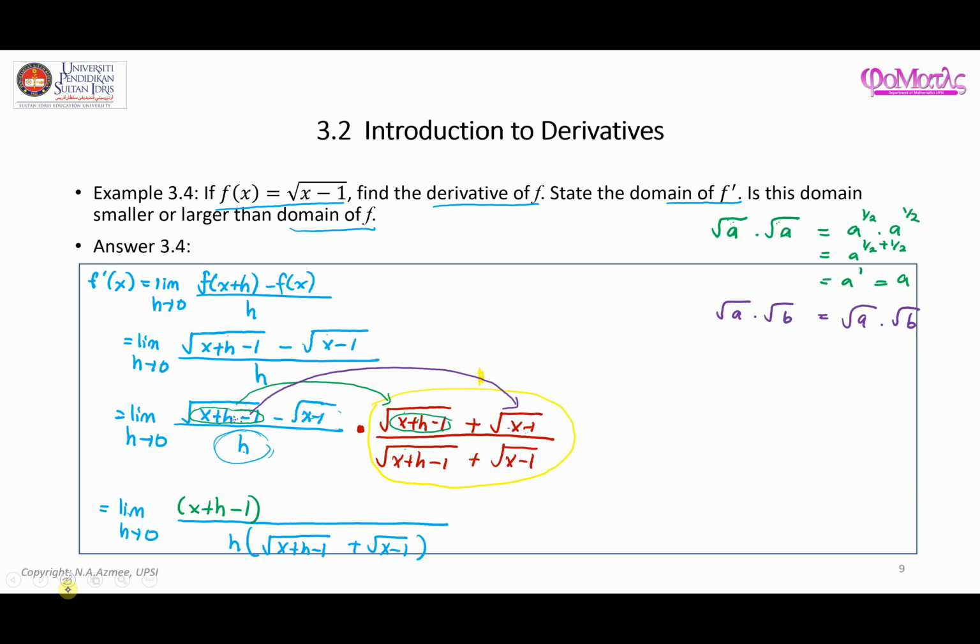Now notice that if you multiply this with this, you will have the same thing as the square root of a times the square root of b. If you multiply this and this, you will have the same thing as multiplying this and this.